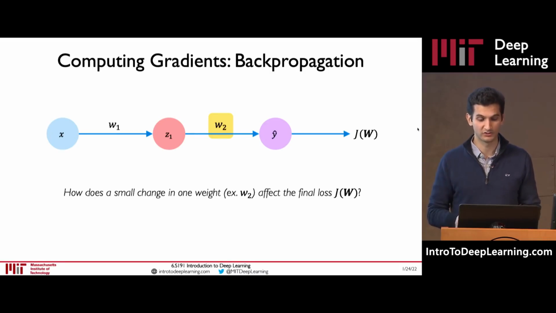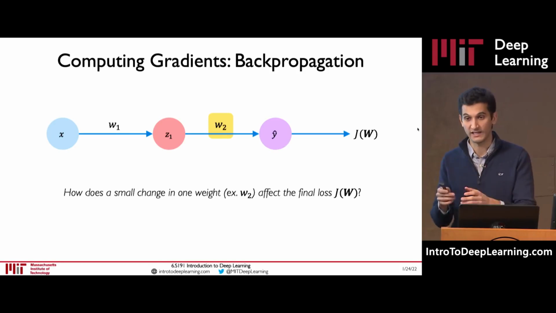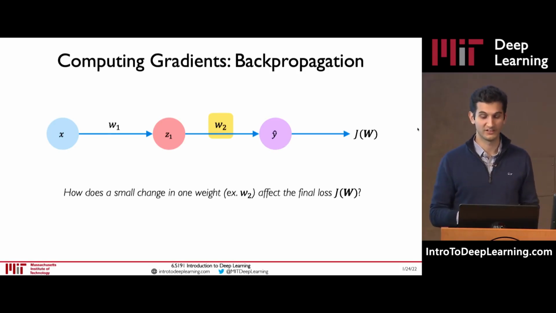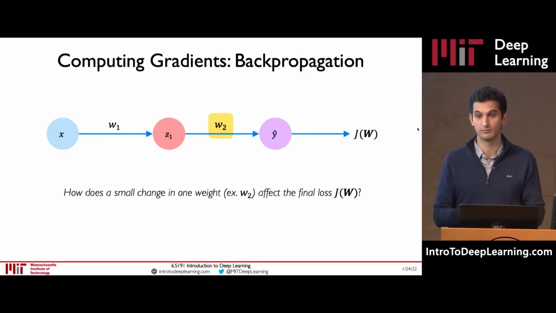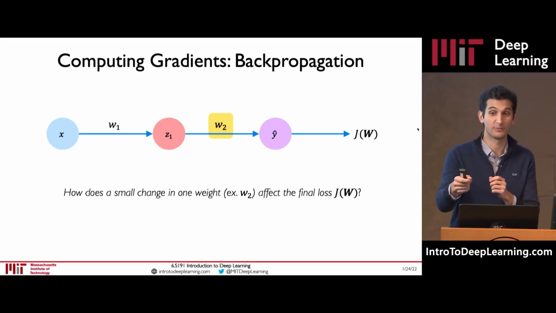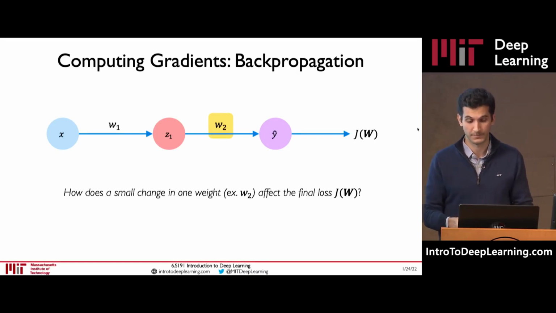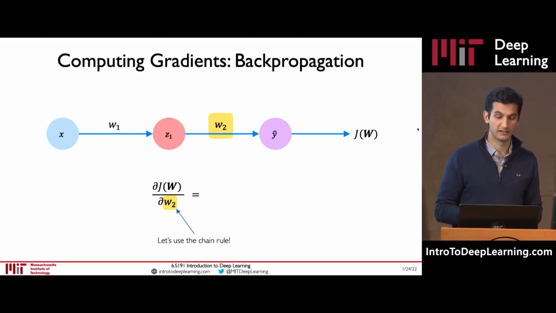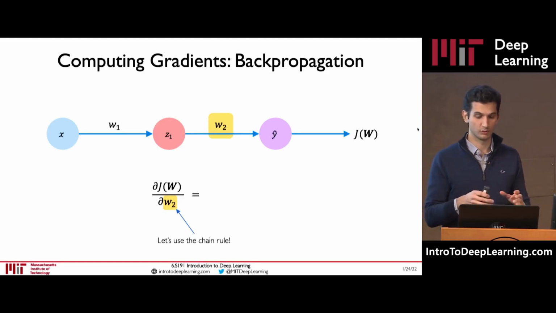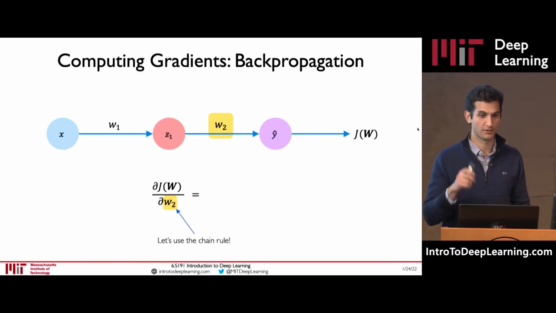So we're going to try and compute the gradient of our loss, J of W, with respect to our weight, W2. For example, this tells us how much a small change in W2 will affect our loss function. So if I perturb W2 a little bit, how does my error change as a result? If we write this out as a derivative, we start by applying the chain rule backwards from the loss function through the output.